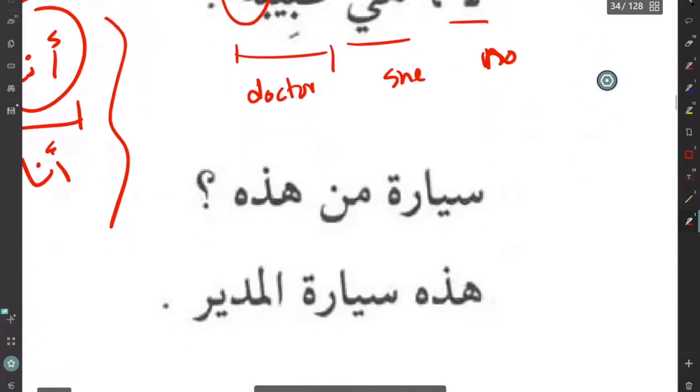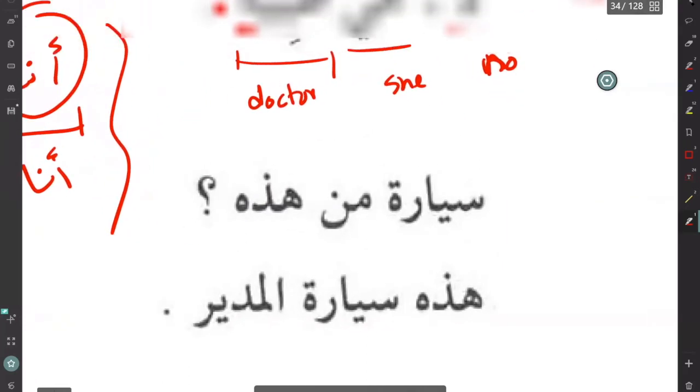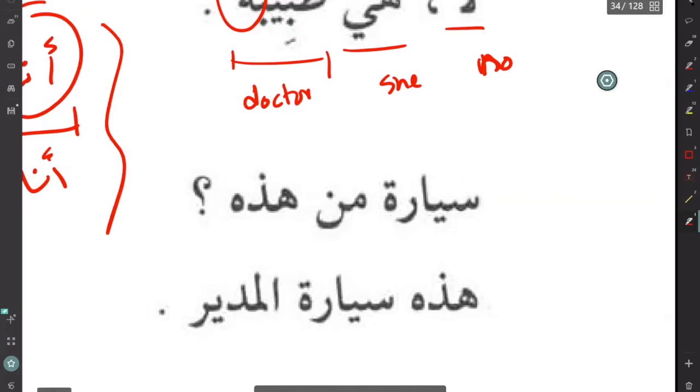Okay, so now how do you read this one? Anybody want to read this? Because this is a little bit technical. Can somebody read this part for me, only this part? How would you read it with the ending and everything? We did this one last week. Let me see if you guys remember. Sayaratun. Okay, so you're saying this word is Sayaratun. Yes. And this one? How do you say this one?